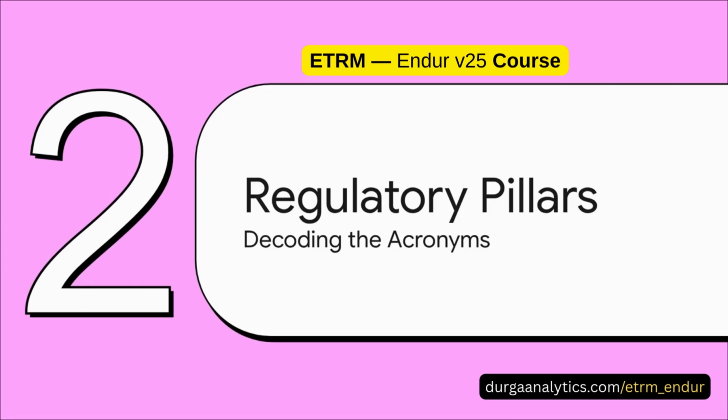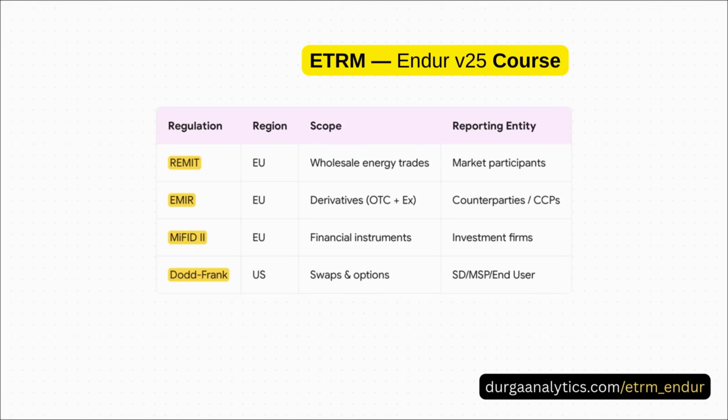It's time to decode these acronyms and really put them into context. Okay, think of this table as your high-level map. Your cheat sheet, really. It gives you that 30,000-foot view. You can see at a glance how each of these pillars, REMIT, EMIR, MiFID II, and Dodd-Frank, stakes out its territory. Each has a specific region, a very distinct scope of what it covers, and it tells you exactly who is on the hook for the reporting. Messing this up is pretty much the fastest way to a compliance headache.